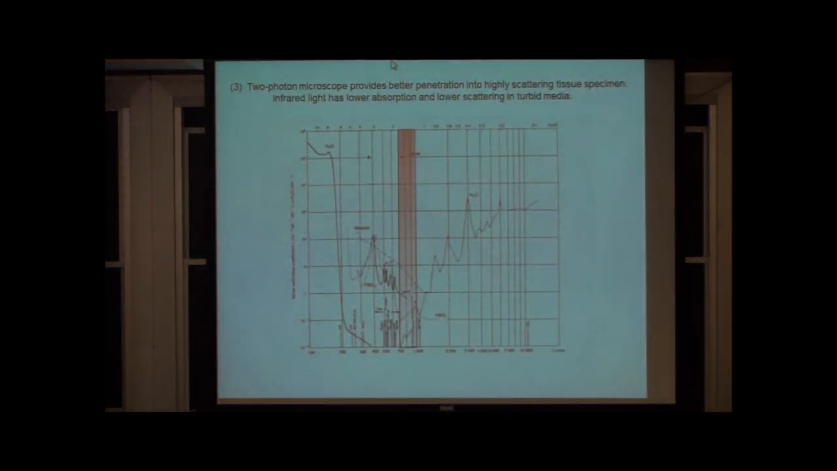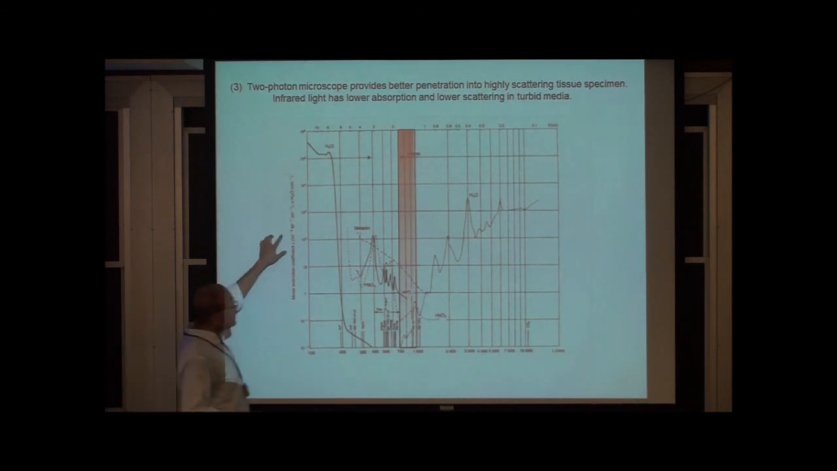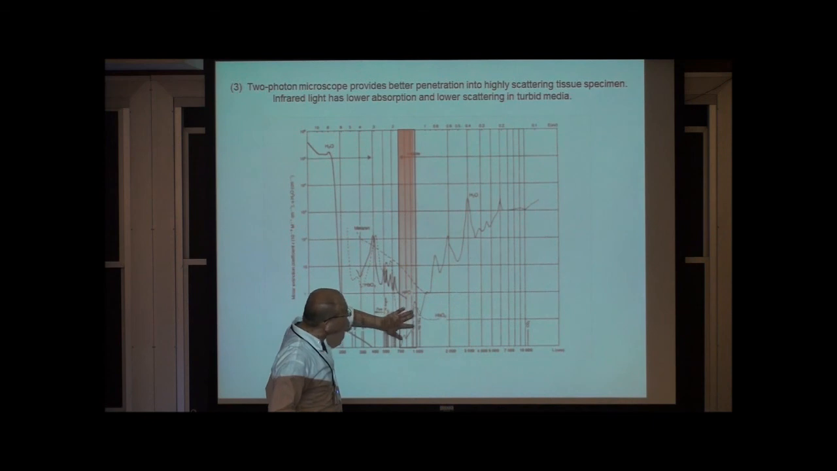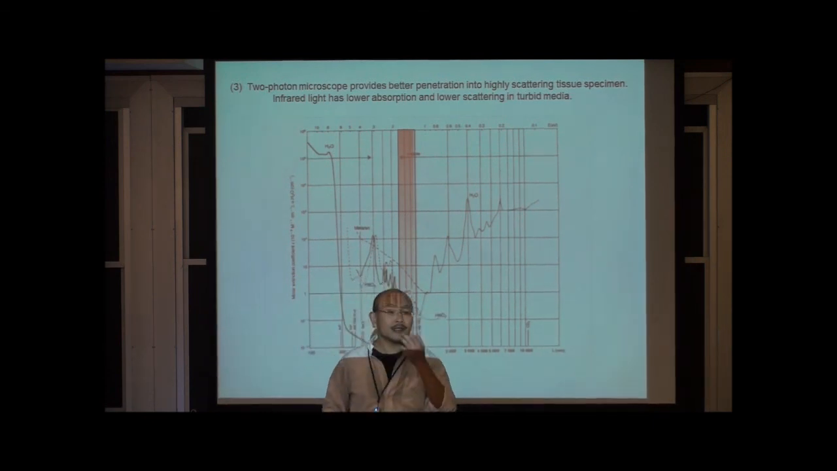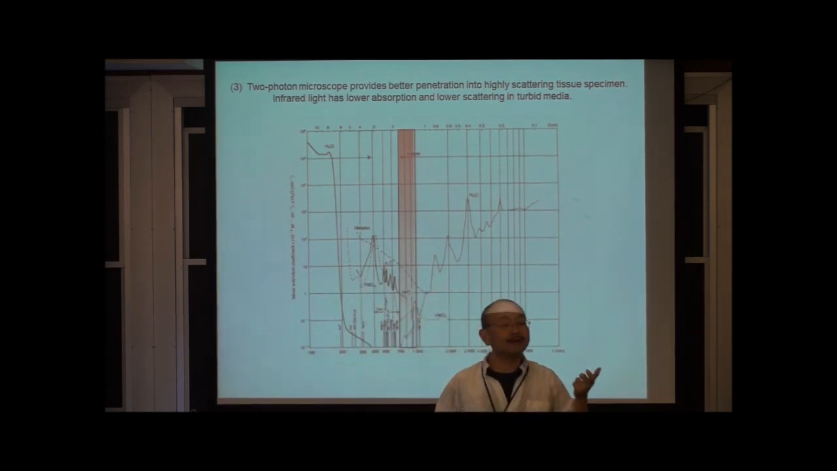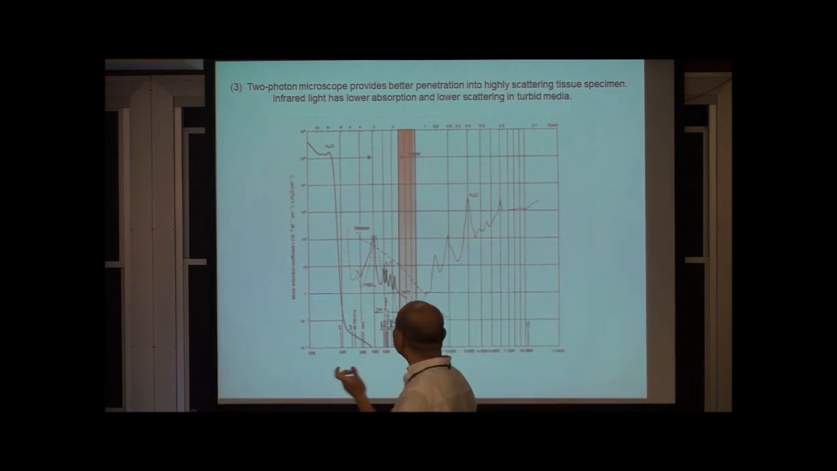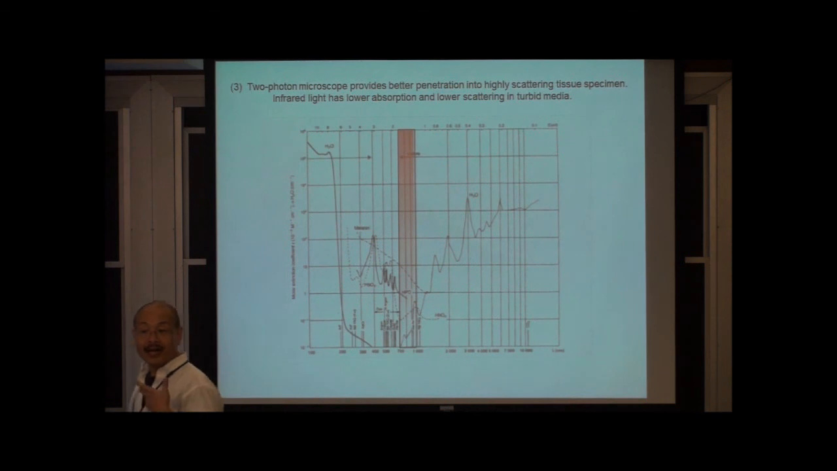Yeah, you see the water absorption is quite strong, but if you look at the middle here, you see the absorption goes down. This is what the optical guys call the optical window, between about 700 to about 1.2 microns. Within that range, the absorption is very low, and you can actually send light through tissue reasonably well. Not perfectly, but reasonably well.